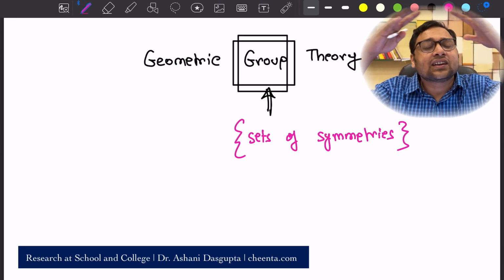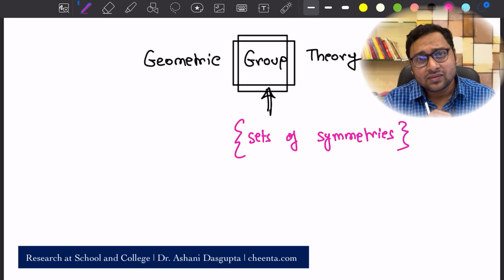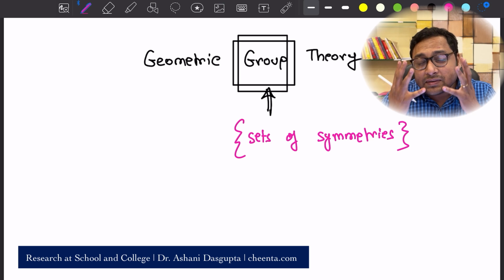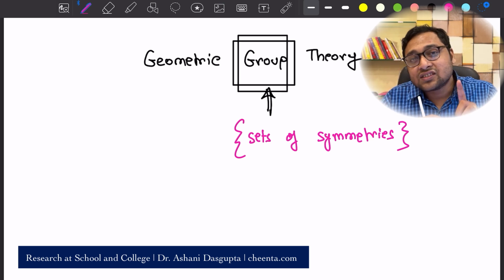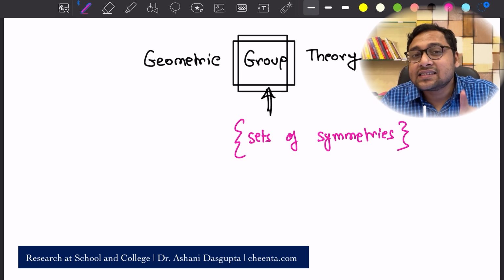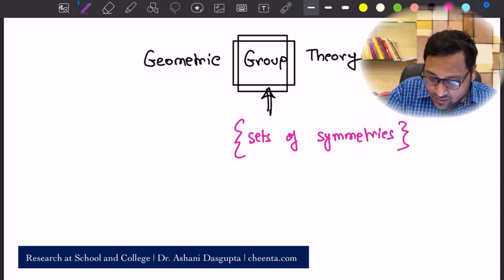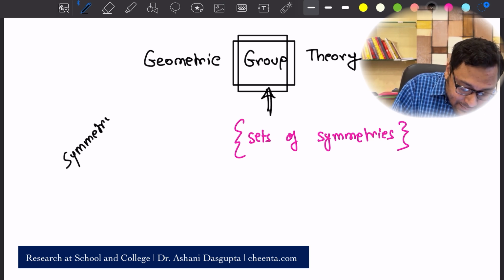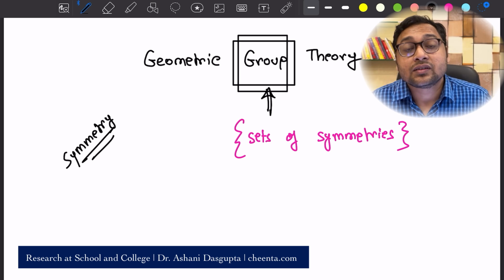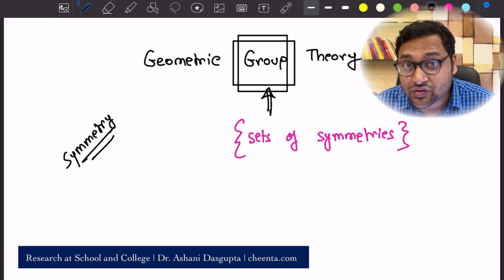When some object is symmetric in nature, it's pleasant to your eyes. It looks beautiful. And that's where groups come in. Now, what is a symmetry, you may ask? So, this idea actually stems from geometry. So, let me explain what is a symmetry.